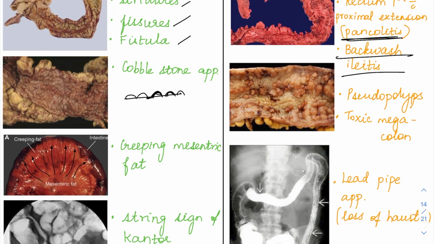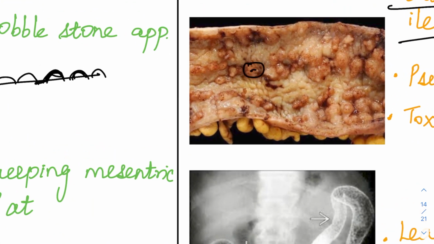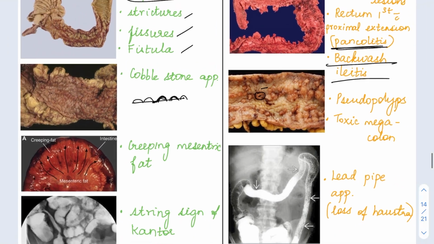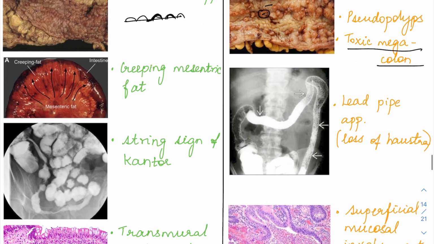While pseudopolyps are common in ulcerative colitis. Same reason again. Here also, if you see, these polyps are all the normal mucosa only, but the rest of the mucosa is ulcerated. So the normal mucosa appears as if it is protruding, which gives the appearance of pseudopolyps. These are actually not polyps. That is why it's given the name pseudo. So ulcerative colitis is also associated with toxic megacolon.